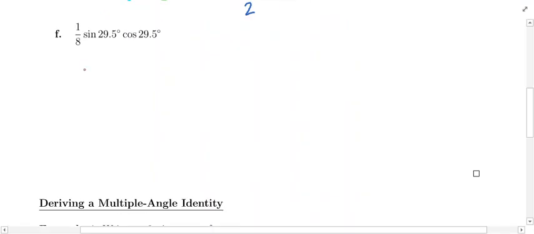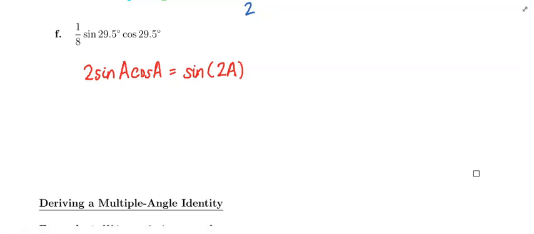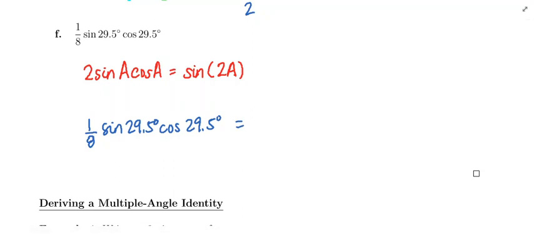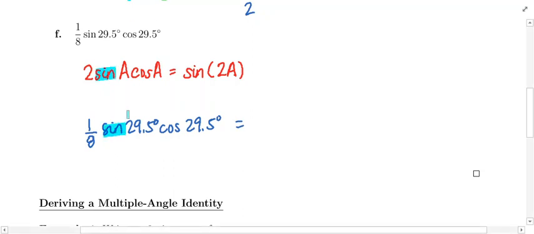I know that 2 times the sine of a times the cosine of a is equal to the sine of 2a. This is our double angle formula for sine. We're going to try to match it up with what we have: 1/8 times the sine of 29.5 degrees times the cosine of 29.5 degrees, and we want to get an exact value for this. Start matching. I see a sine, I see a cosine. I can match the arguments up. A is going to equal 29.5 here.